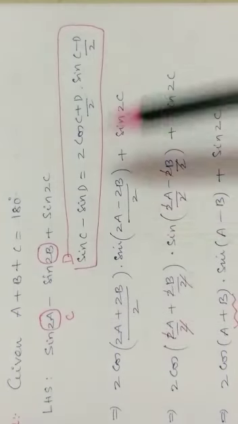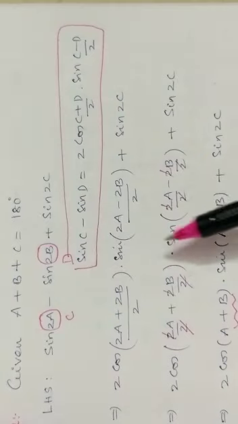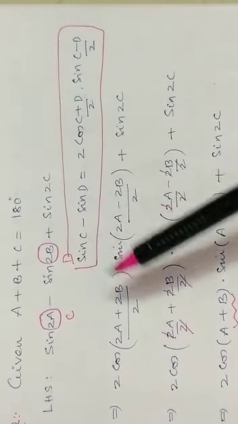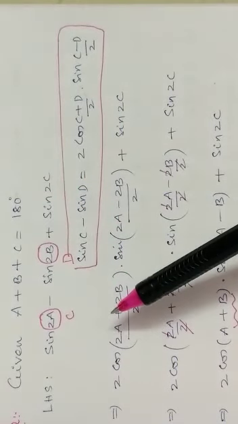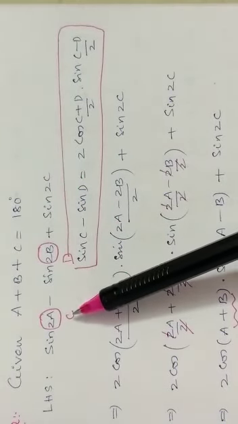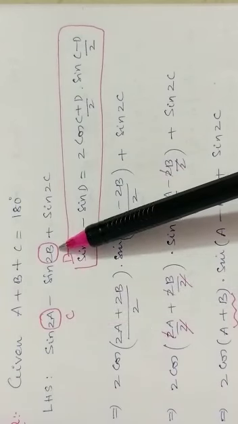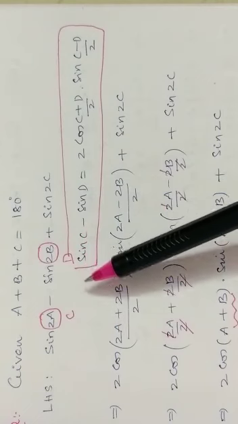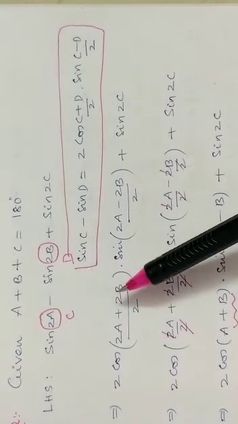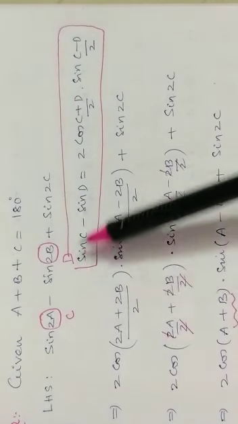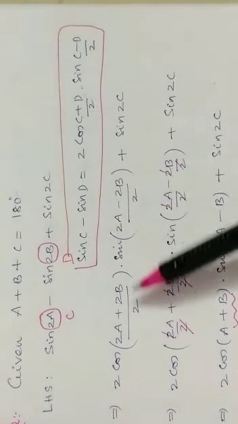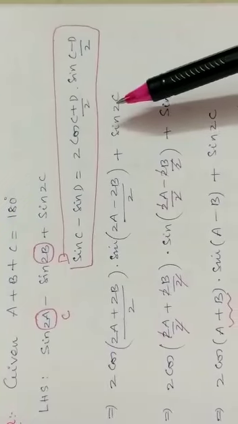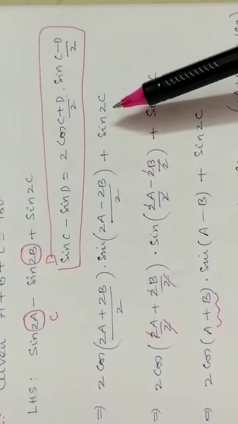Then we can do the same steps with the second and third terms. For our convenience, I am making use of the first and second terms, treating them as C and D, which will make my task a little easy. So sin C minus sin D, according to the formula I have written. I don't disturb the third part, sin 2C.